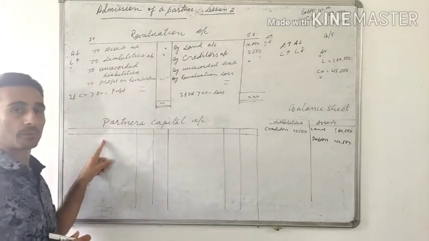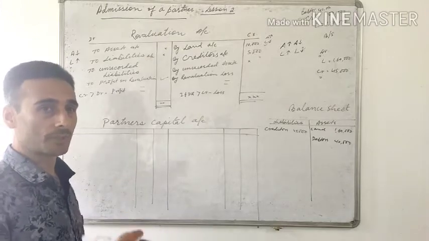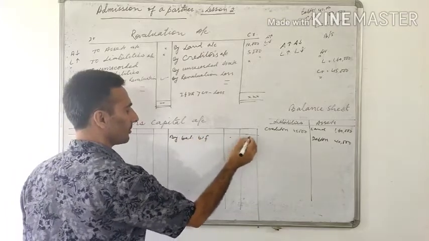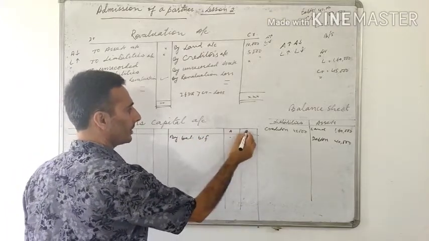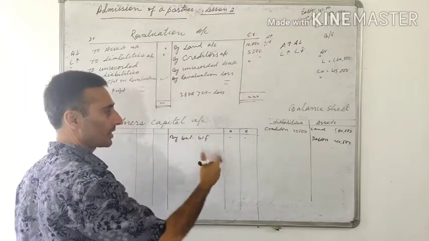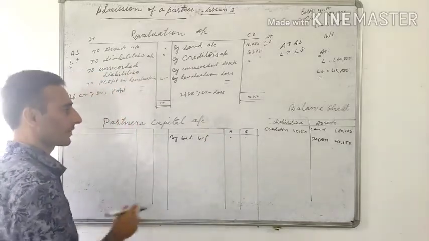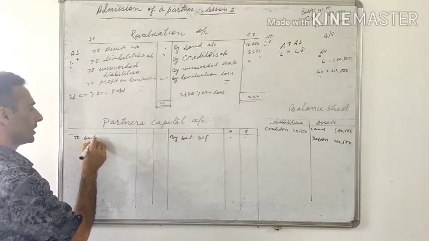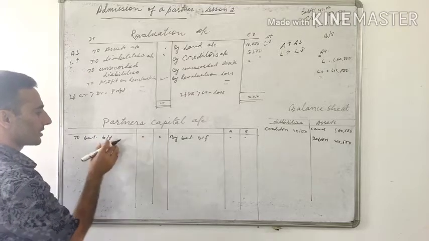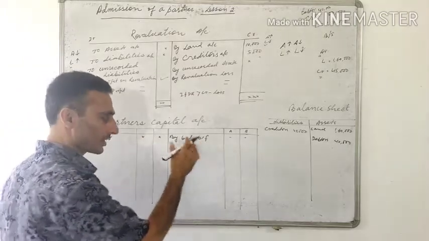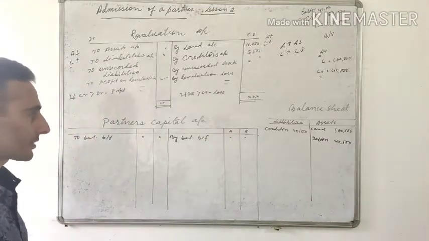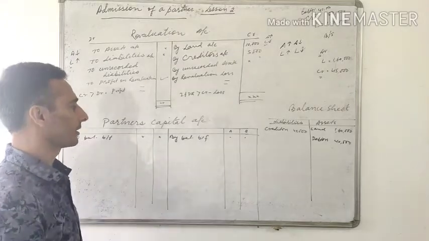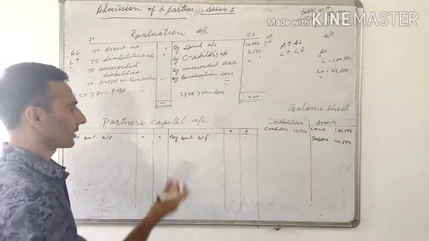Partners capital account. How is partners capital account prepared? It is prepared by taking the opening balance of the capital, so we'll write by balance brought forward. These columns will depend on the number of partners. If there are 3 partners, we'll have 3 columns; if there are 2 partners, we'll have 2 columns on each side. This opening balance can be on any side, debit or credit, the information of which will be provided in the question. If nothing is mentioned about the balance, then we will take the credit balance.